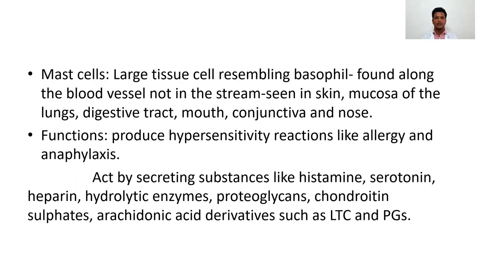Mast cells are large tissue cells resembling basophils, found along the blood vessels, and seen in the skin, mucosa of the lungs, digestive tract, mouth, conjunctiva, and nose. Functions of mast cells: they produce hypersensitivity reactions like allergy and anaphylaxis. They act by secreting substances like histamine, serotonin, heparin, hydrolytic enzymes, proteoglycans, chondroitin sulfate, and arachidonic acid derivatives such as LTs and PGs.